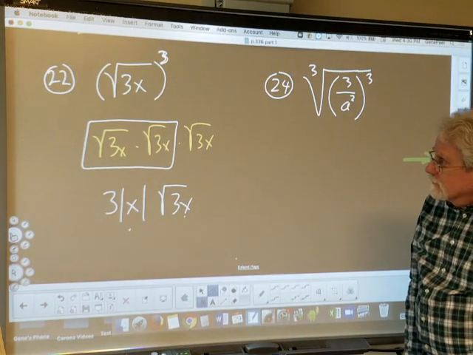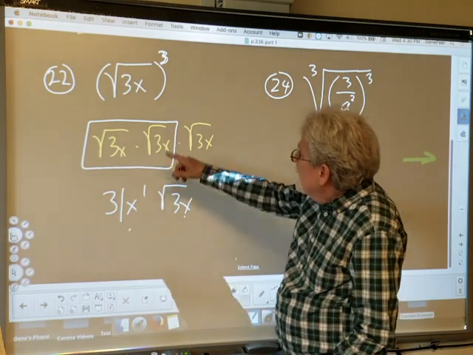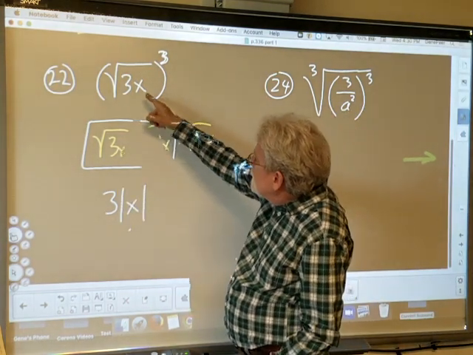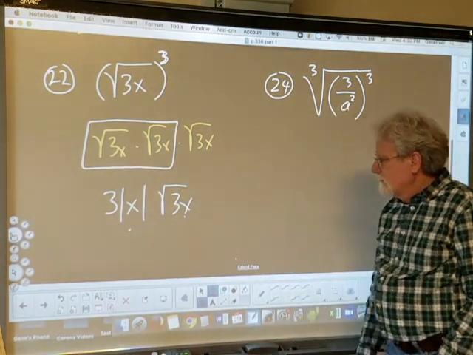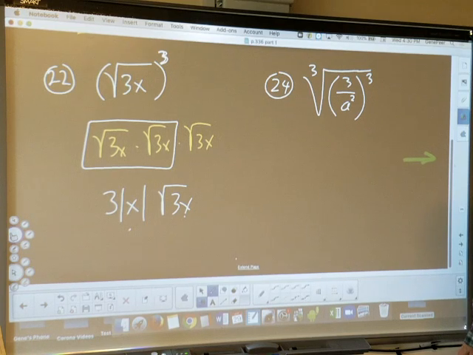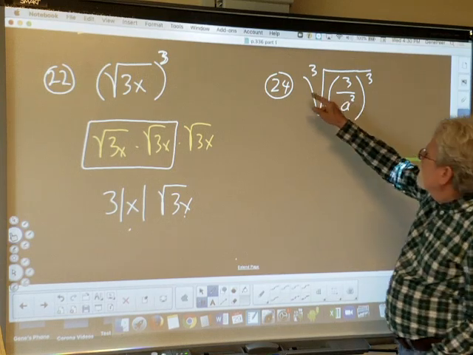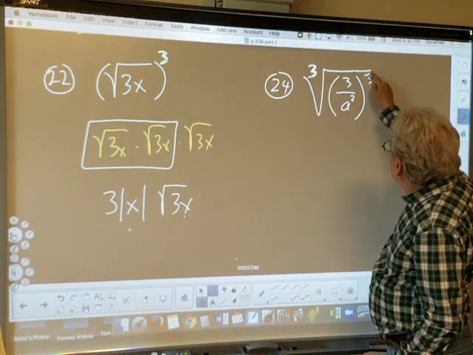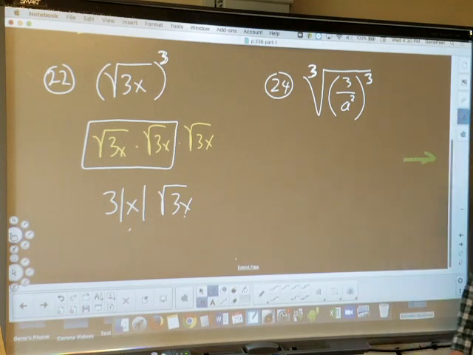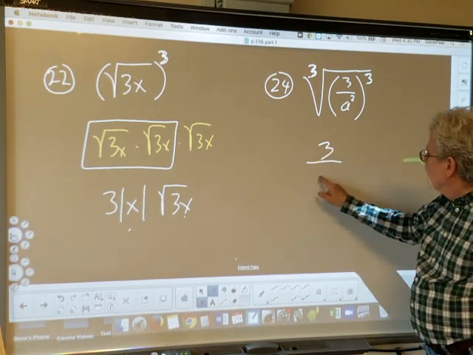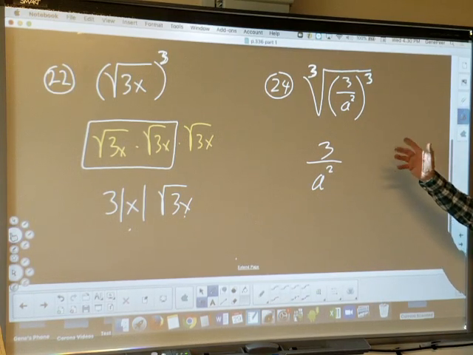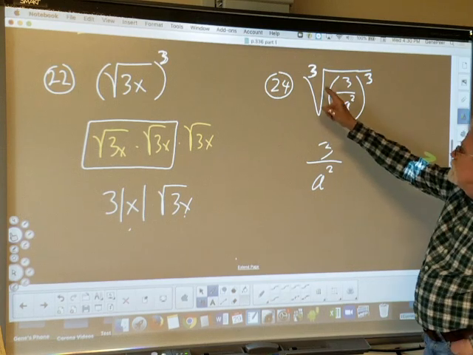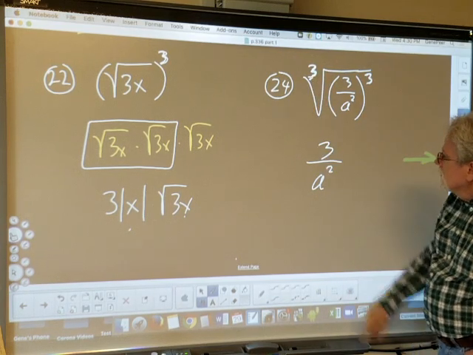But, again, one might ask the question, doesn't x have to be positive? Yes, it does. So why do we need the absolute value? We really don't. Number 24. Oh, 24 they've made extra easy for us. Because guess what this cubed root does to this cube? They cancel. I get 3 over a squared. No absolute value required nor allowed. You never use absolute value with an odd index. Never.